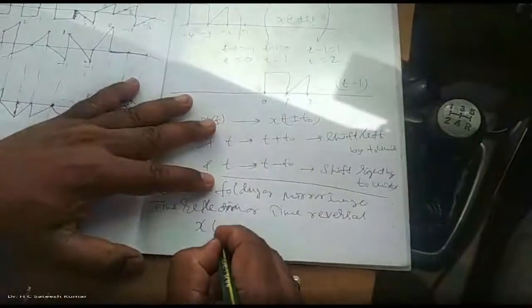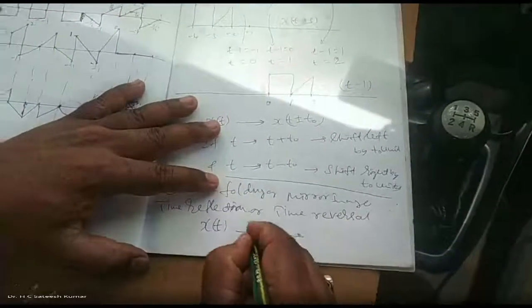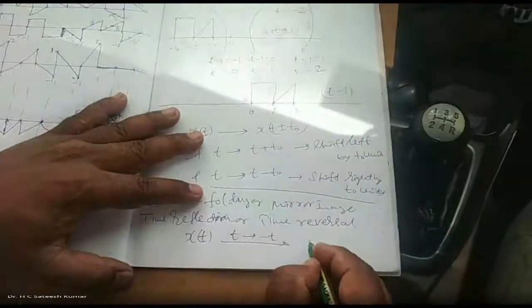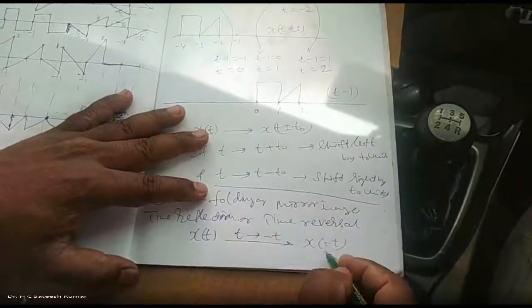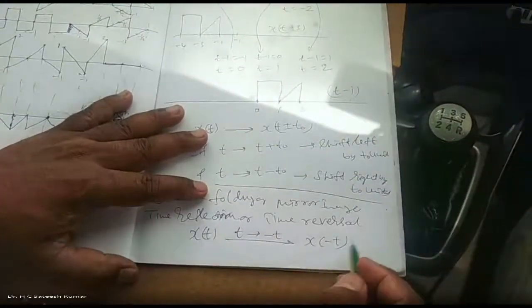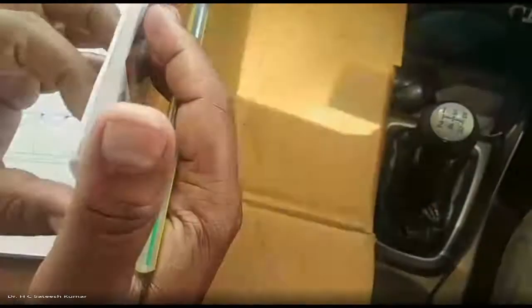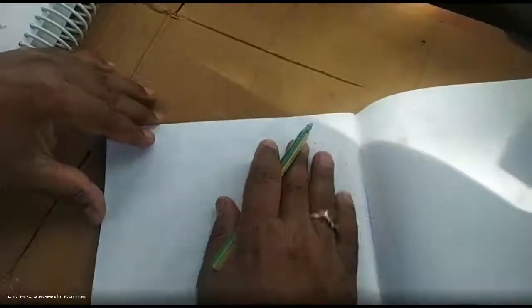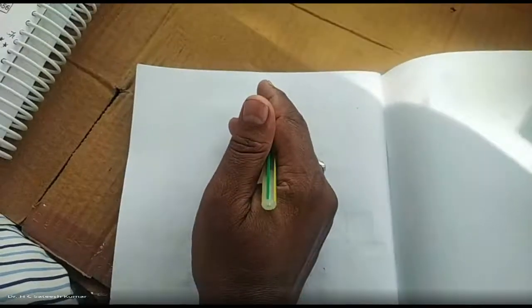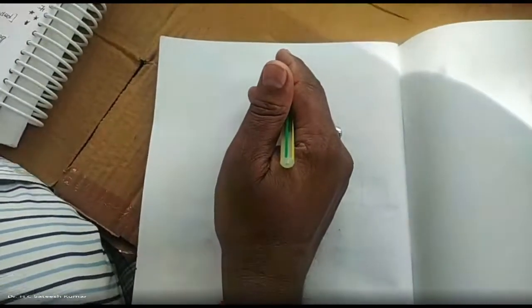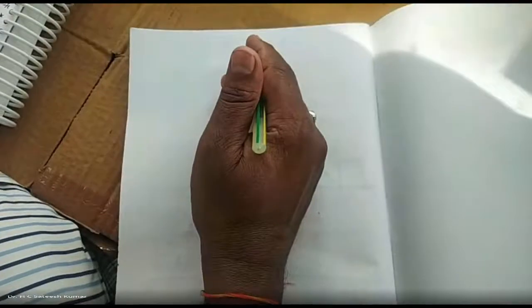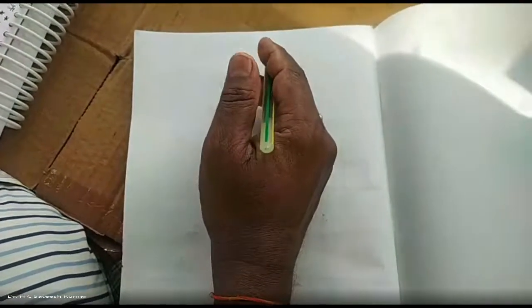If x of t is there, there is a signal. Replace t by minus t. You'll get x of minus t. What will happen? It is folding about the origin. It will give the folding about the origin. Okay. How to do it? So already you did all these things in the even and odd signals while finding the even parts and odd parts of any given signal. So what you should do is, I'll take up one problem.